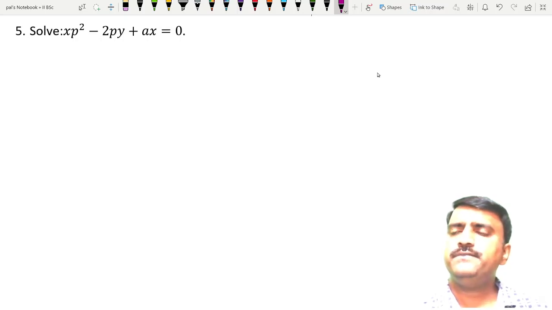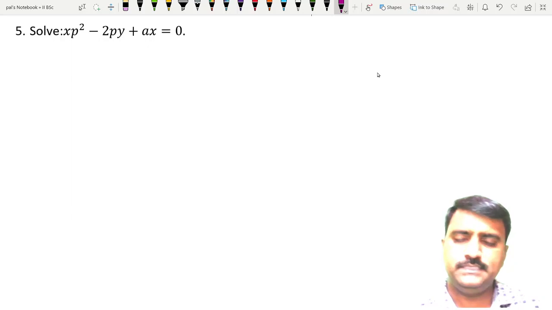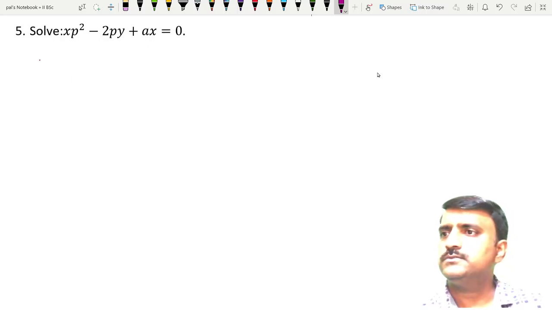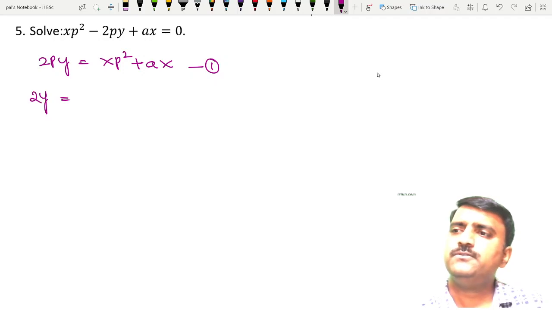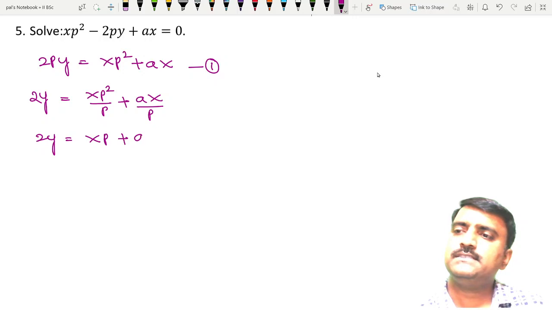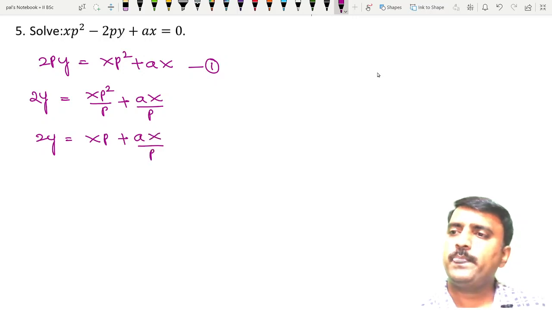So we need to separate y first. So you can write this equation as 2py is equal to xp square plus ax. Take this equation as 1, or you write 2y is equal to xp square by p plus ax divided by p. 2y is equal to x into p plus ax by p. Now you differentiate this with respect to x.